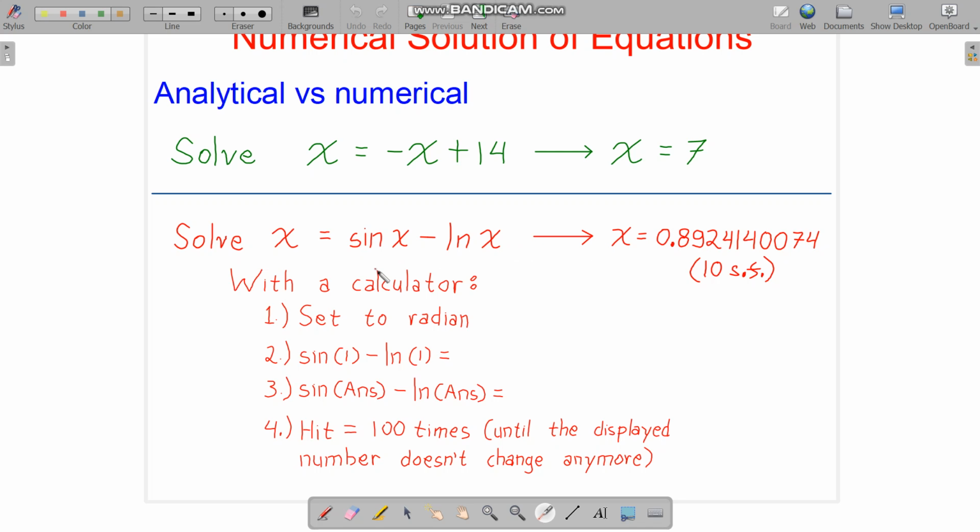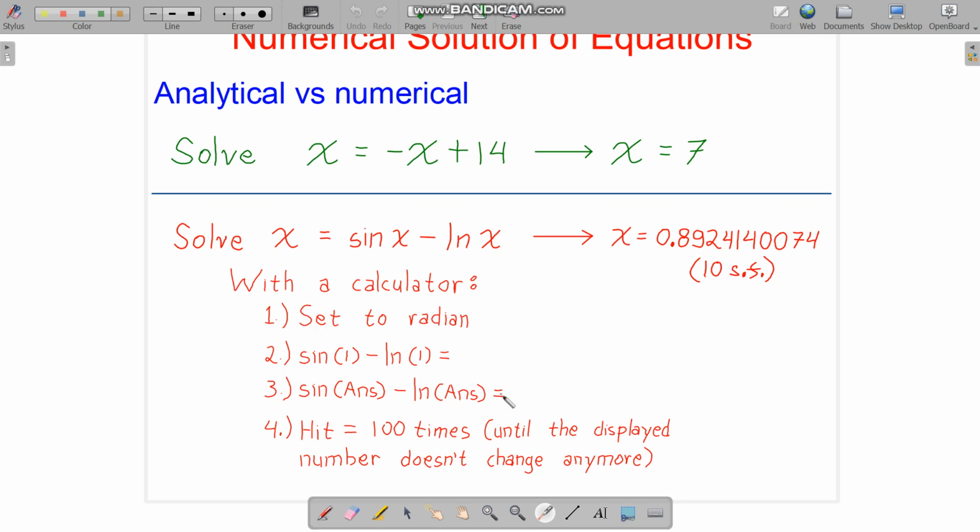So in this section, numerical solution of equations, we are discussing how we can get the answer using the calculator. So first of all, set the angle to radian and plug in sine 1 minus ln 1 equals, see what you get, and then sine answer. So you don't have to put in the sine function again. You can just go back and replace the 1 with the answer button.